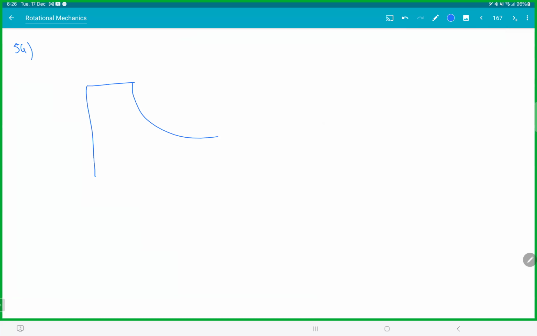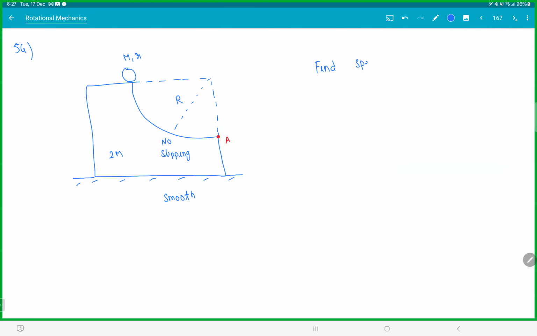We have an incline. We have seen this in momentum. This is a better one. This is smooth. This is 2m. Here there is no slipping. Here we have a ball of mass m. Radius is smaller. The track's radius is capital R. Be careful, there are two different radii. The track's radius is capital R, the ball's radius is small r. Same question that I asked you there. Find the speed of the ball and the normal reaction when it reaches A.